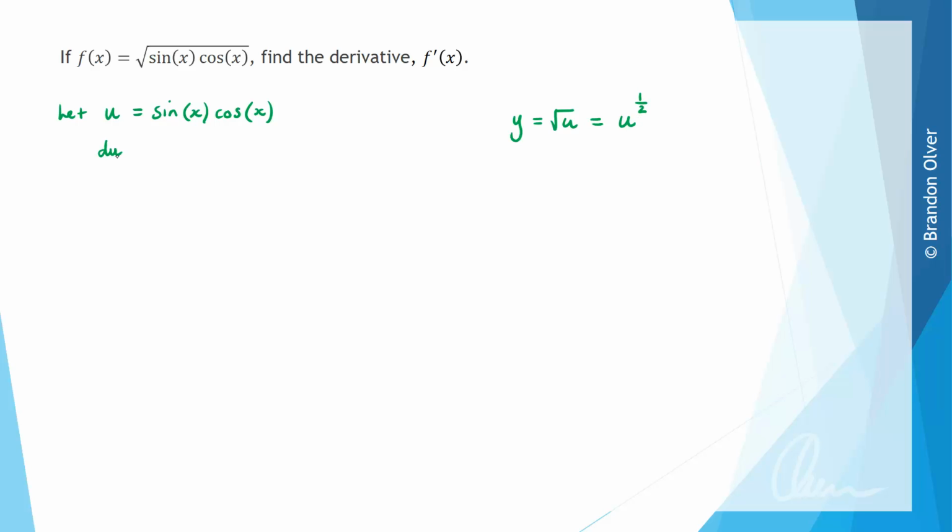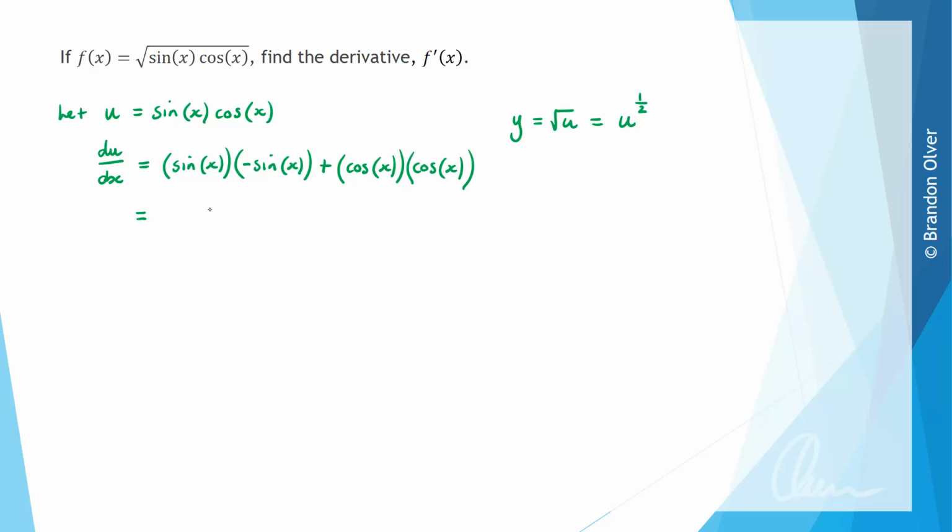So du dx, the derivative of sine of x times cos of x, will require the product rule. So here we're going to take the first function, sine of x, and multiply it by the derivative of the second function, and cos of x differentiates to negative sine of x. And then we add on to that the second function, cos of x, and multiply that by the derivative of the first, and sine differentiates to cos of x.